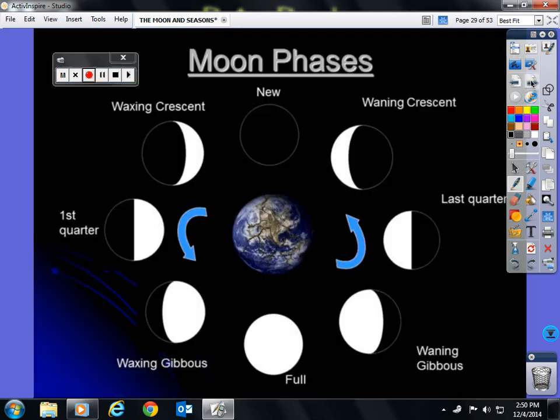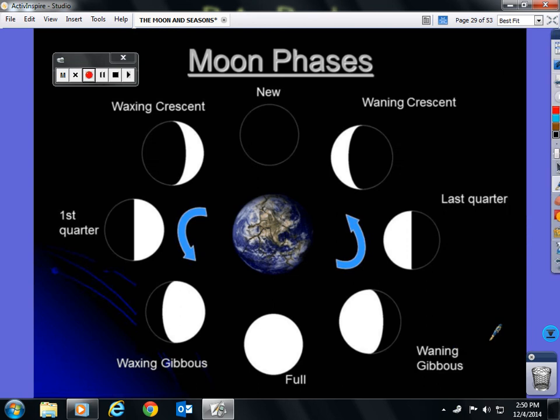Okay, so the moon phases. For right now, I just want you to copy this diagram into your notes. Make sure you add the arrows showing that the moon does travel around the Earth counterclockwise.